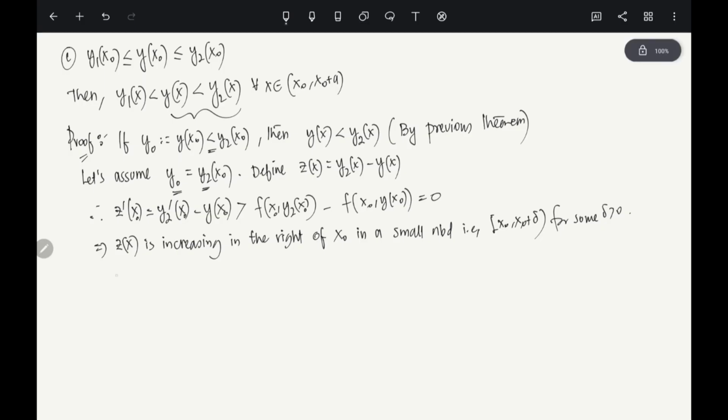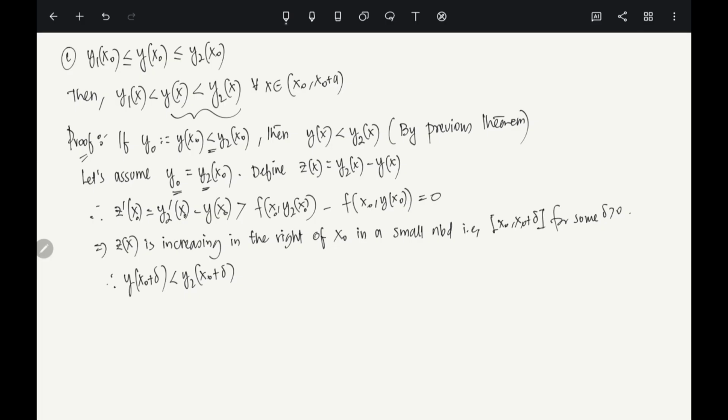Okay. So therefore, if z is increasing, it means that y at the point x naught plus delta is strictly less than y2 at the point x naught plus delta. It is increasing, right, on that interval. So this is true, right? Of course, you can write it by delta by 2. So without loss of generality, let us write it as a closed interval up to x naught plus delta. Otherwise you take delta by 2, doesn't matter. So we can do this.